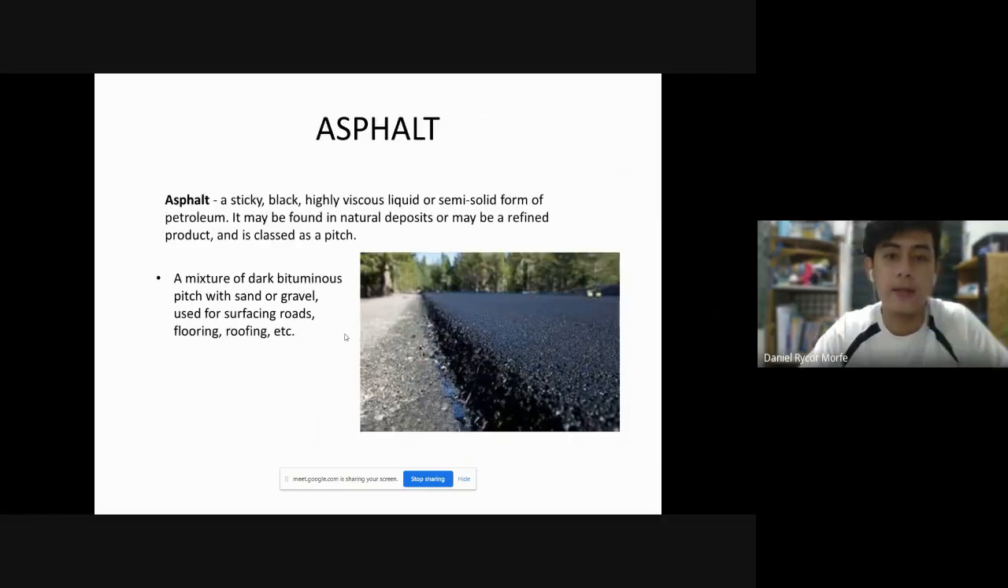Next topic is asphalt. So what is asphalt? Makita na nato sa dalan. It is a sticky black, highly viscous liquid or semi-solid form of petroleum. It's a mixture of dark bituminous pitch with sand or gravel used for surfacing roads, flooring, roofing, and etc. Kita na nyo dito, kanang itom sa mga kanang itom na dalan na murag simento pero itom na kayo, for cement, that is asphalt.